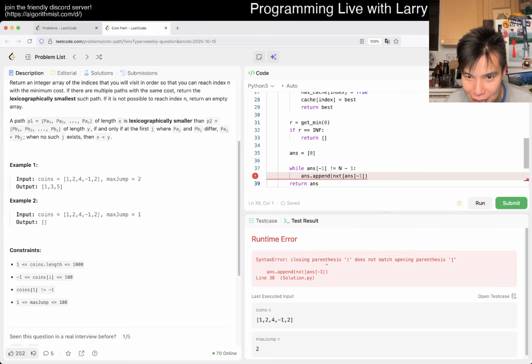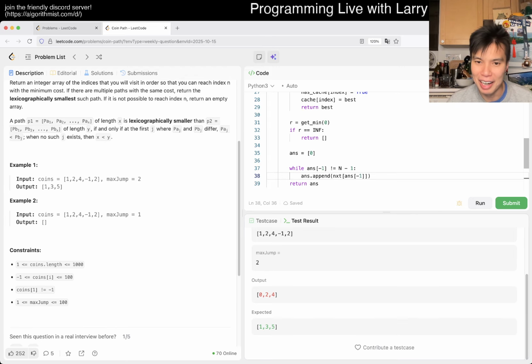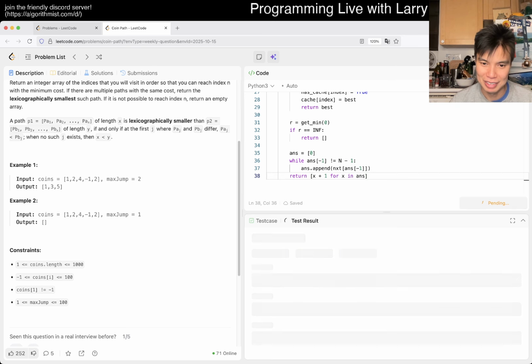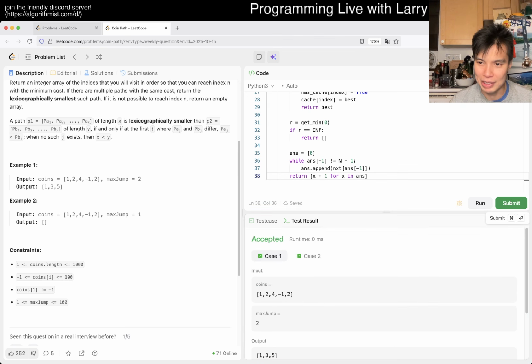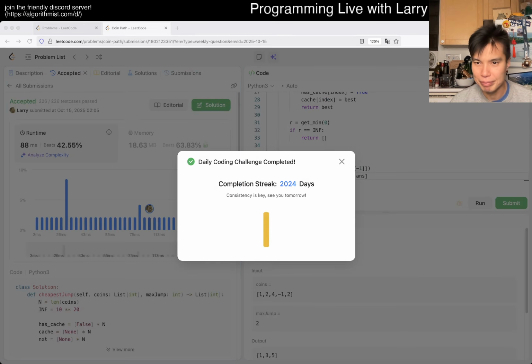Well, that's it if I had enough parens. Oh yeah, I forgot that they wanted one-indexed and I have zero-indexed. Pretty straightforward. All right, let's give it a quick submit. Hopefully no silly mistakes.